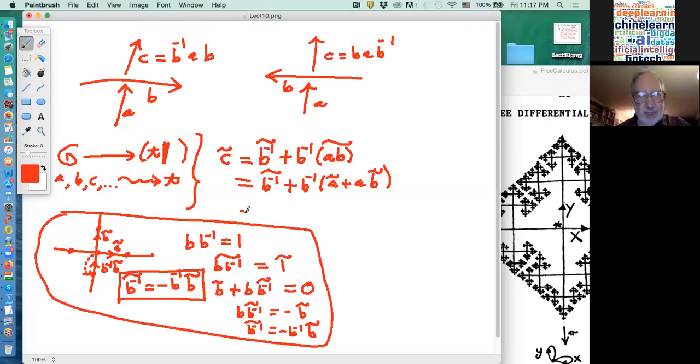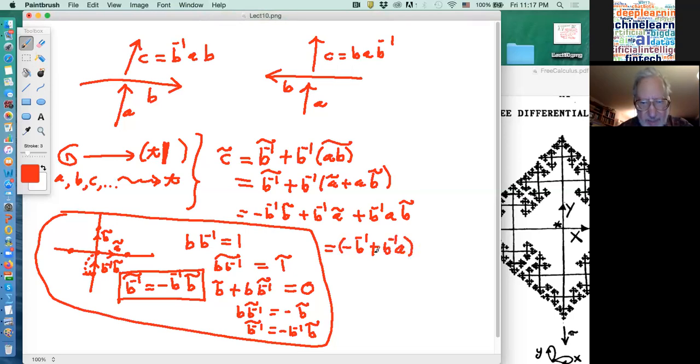All right, so this is minus B inverse times B tilde plus B inverse times A tilde plus B inverse times A times B tilde. And I want to collect my terms, and I get minus B inverse plus B inverse A times B tilde plus B inverse times A tilde. Yeah. Now what have I done? That's C tilde. And now I'm going to take it over into the commutative algebra.